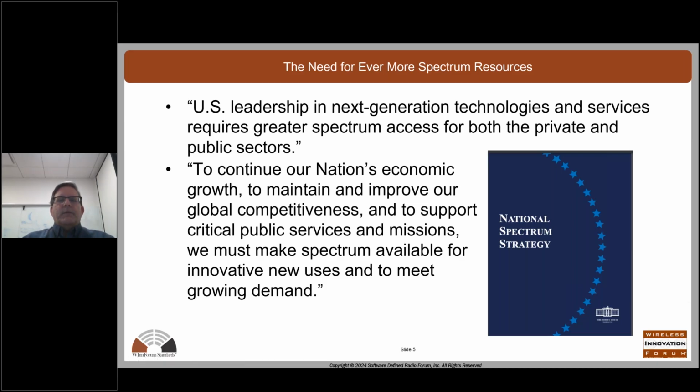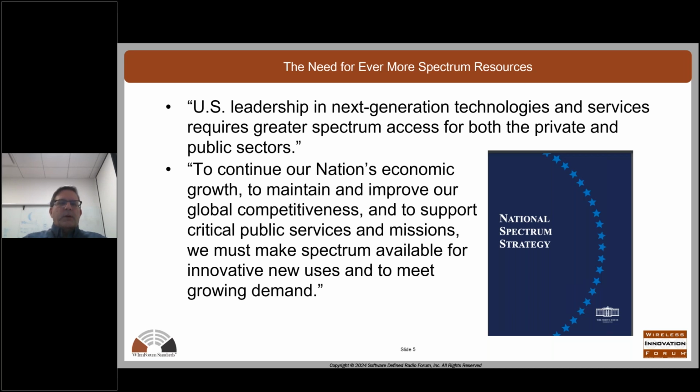Okay, so every talk about spectrum has to start with how spectrum is a vital resource, and it's in high demand, and there's not enough of it to go around. But specifically with regard to the 3 gigahertz band, it's believed that American leadership in next G technologies is going to require more spectrum access and better technology, both for the private sector, but also for the public sector. What can we do to the incumbent systems to make them more amenable to sharing with 5G, 6G, whatever.